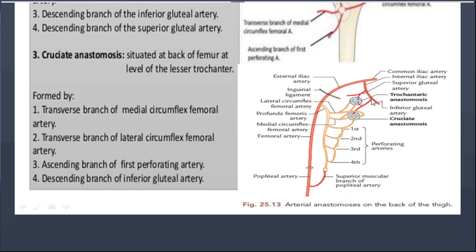Then you can see this is the inferior gluteal artery. It gives the descending branches. So descending branch of inferior gluteal artery. Inferior gluteal artery and superior gluteal artery are all branches of internal iliac artery. So now we can see, everyone, these are the ascending branches and these are the descending branches. So two ascending branches from the medial circumflex and lateral circumflex femoral artery, and descending branch from the superior gluteal artery and descending branch from the inferior gluteal artery.